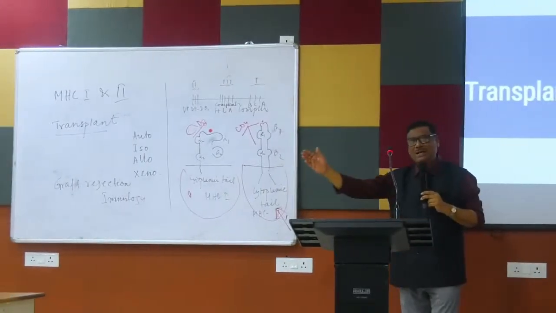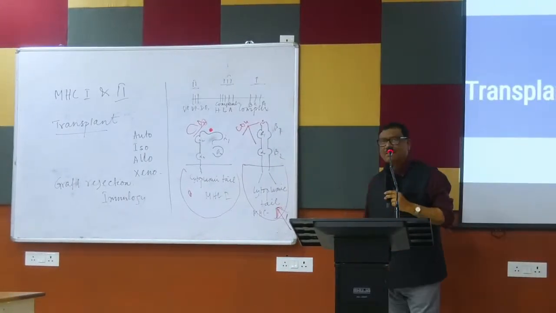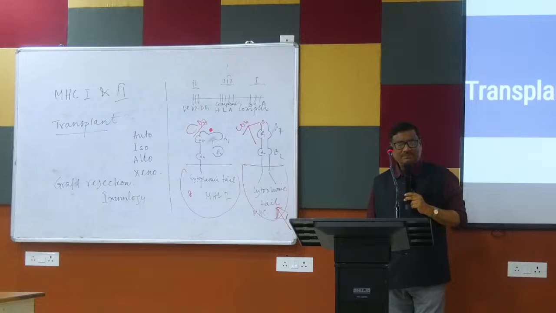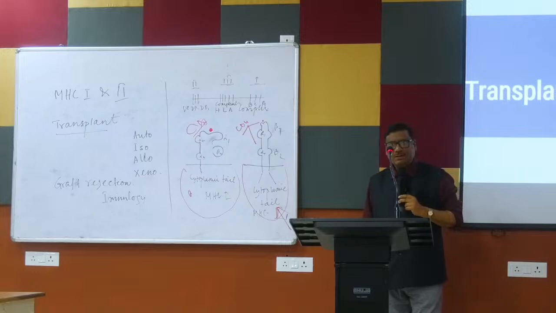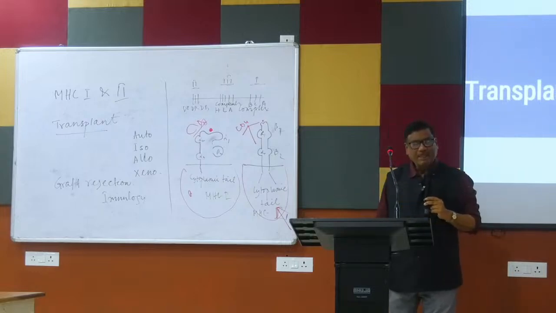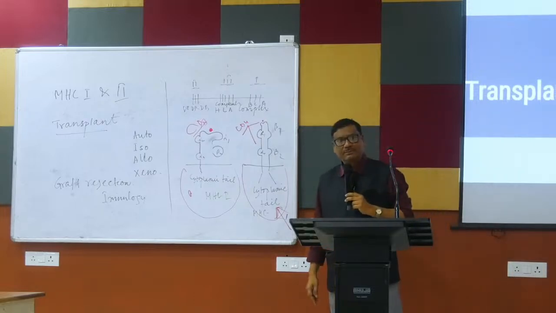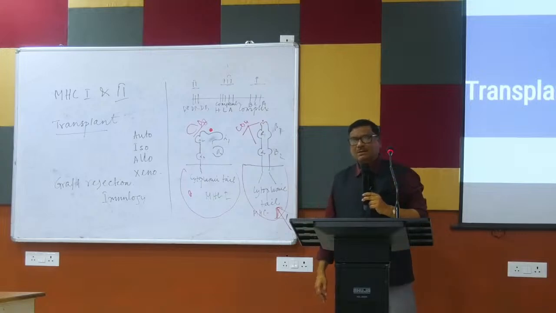So, one person to another person with a different HLA sequence, two types of reactions occur: the first set of reaction and the second set of reaction. The graft is there.